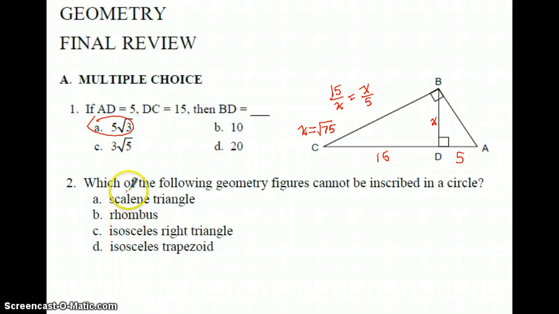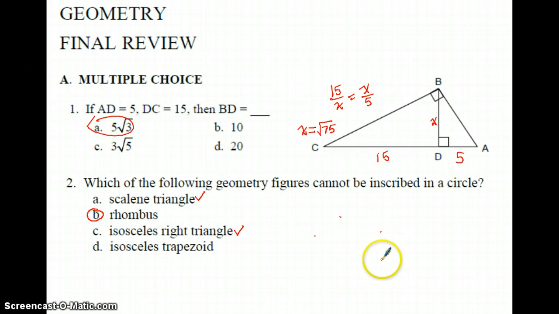Okay. Which of the following geometry figures cannot be inscribed in a circle? We talked about this in class. The fact that it's a rhombus. Look at the other ones. Scalene triangle: any triangle can be put on a circle. Give me any 3 points, I'll make you a circle that goes through those 3. Sketchpad can do that for you.